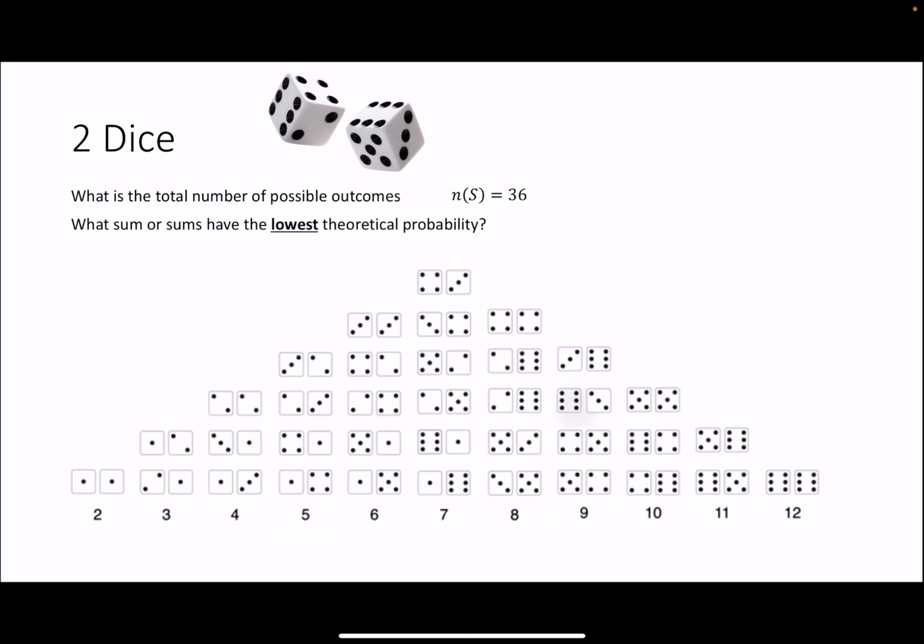What sum or sums have the lowest theoretical probability? Well, this does: 2 and 12.